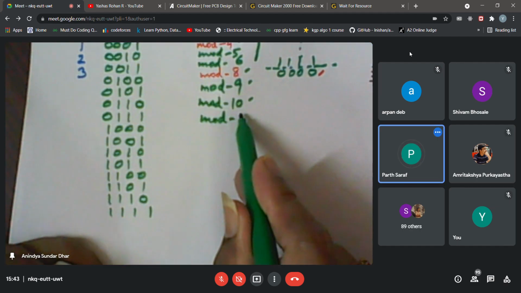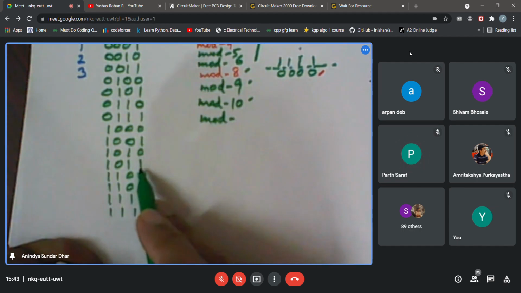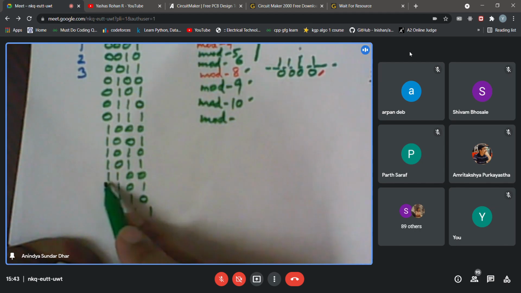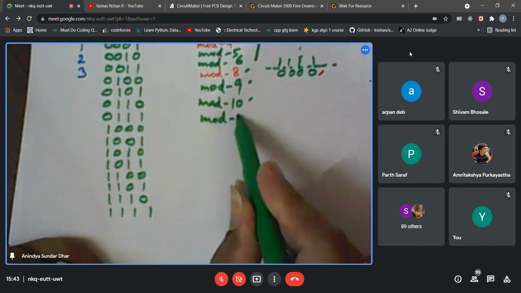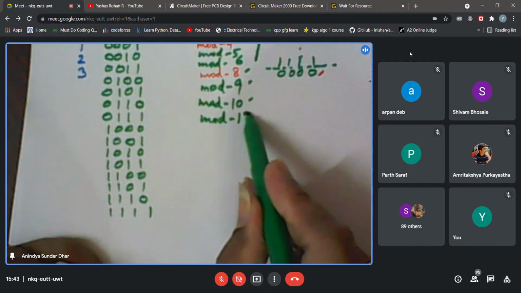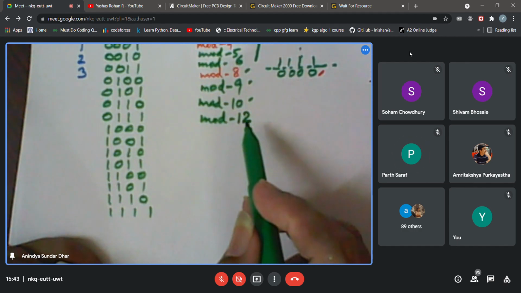No, sir. No, because once again that requires three bits capturing. But modulo 12, then I must be able to. Should I write modulo 12? Yes. What are the things I need to connect to? C and D. Okay.